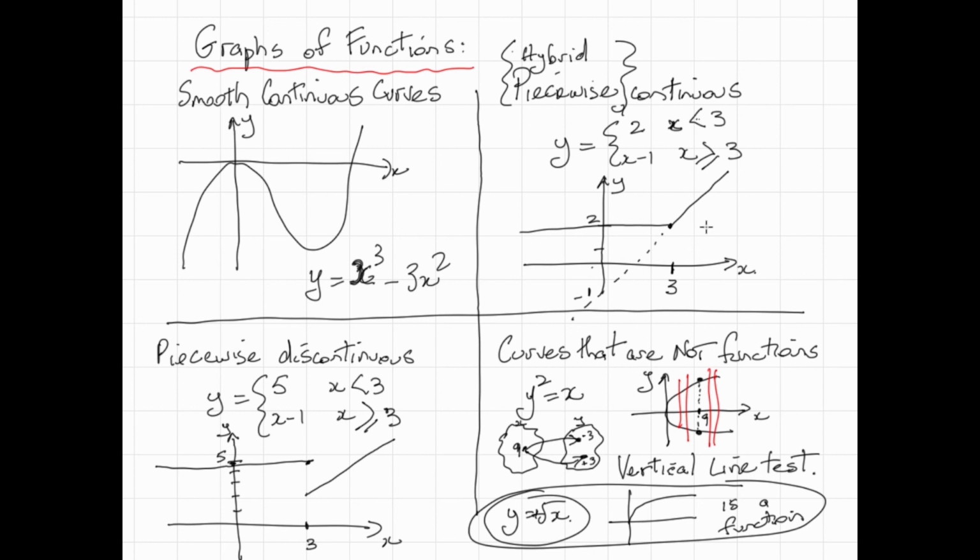So 4 different categories of functions. We've got smooth continuous line curves. Curves also can be straight lines. So that's a smooth continuous curve. Hybrid is where you've got 2 or more different pieces that go to make up the graph, and you define it over the different domains. Piecewise discontinuous, and curves that are not functions.